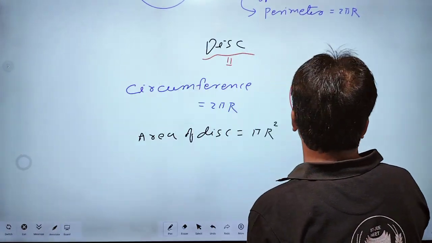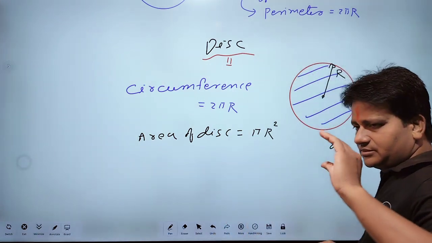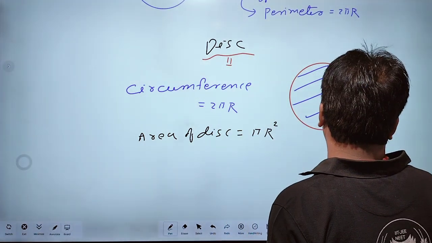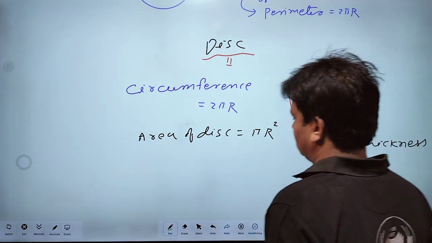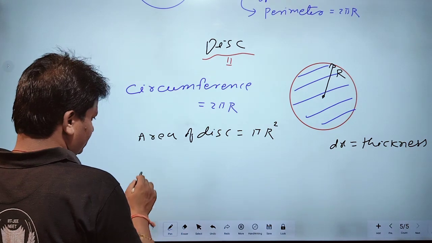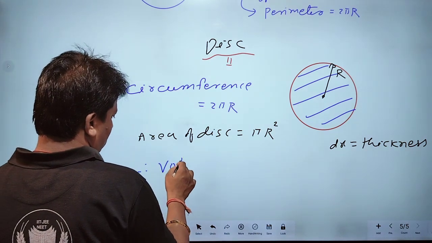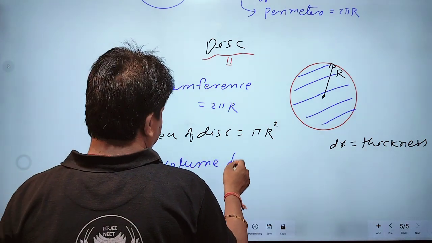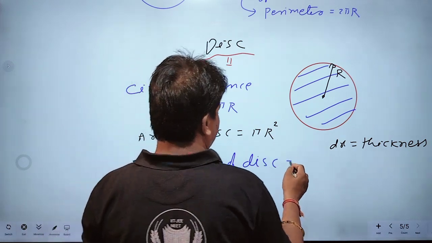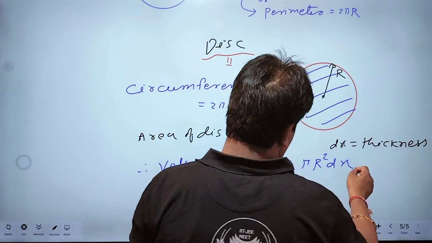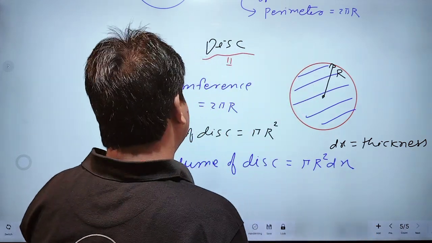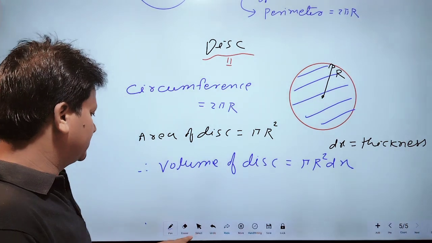Suppose it has thickness dx. Therefore, its volume of disc should be equal to pi r square into thickness. Okay? Pi r square into thickness.